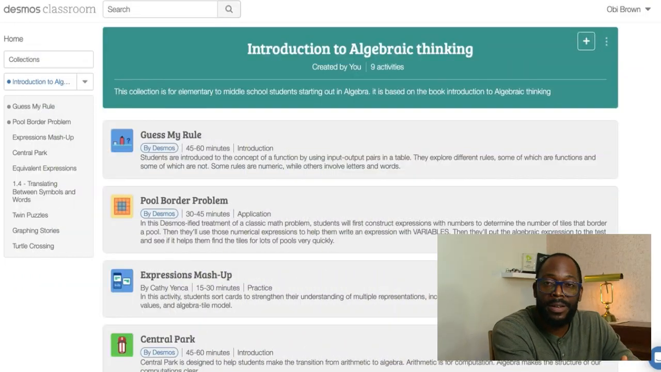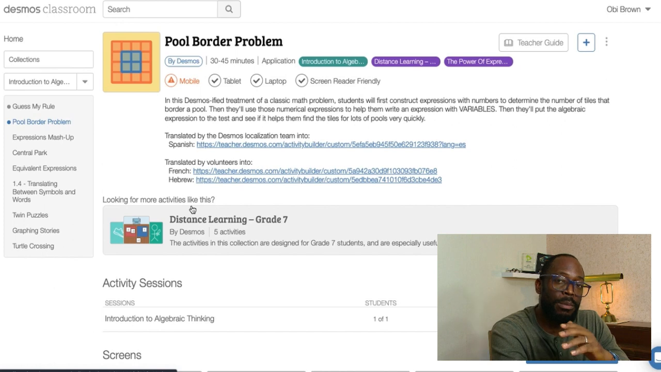Hi there. This is a lesson that is part of one of the courses that we do called Introduction to Algebraic Thinking, where we take students through the why of algebra and the how of algebra so that we can give them a very great foundation that powers them through middle school and high school. In this particular lesson, we're going through a pool border problem.